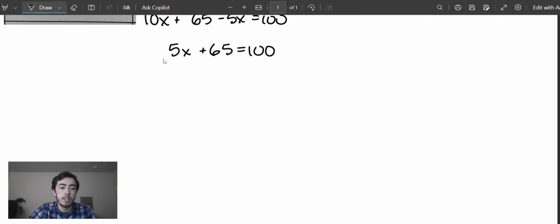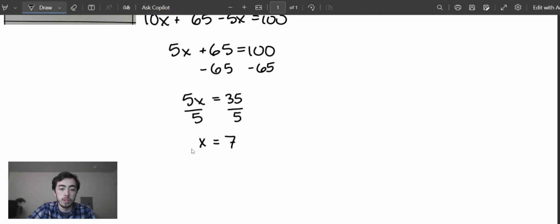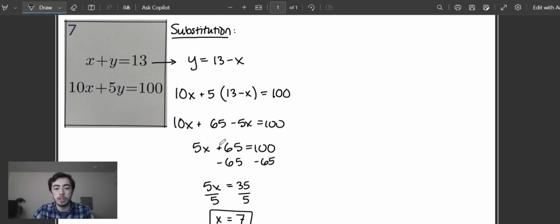I know that something plus 65 is 100. You can rethink this by just subtracting a 65 from both sides. Essentially, this 5x must be a 35 for this above equation to be true. This says 5 times something is 35, and just because I know my times tables, I know that x is going to be 7. You could also think about maybe dividing both sides by a 5, and that would also result in the same answer. X is 7. So that was substitution.